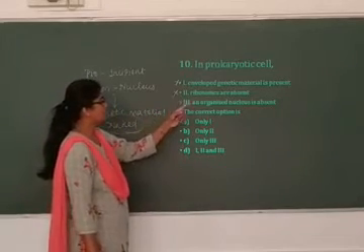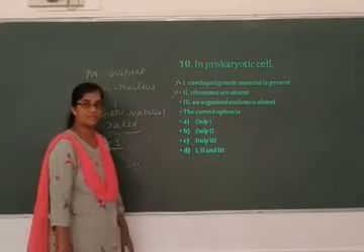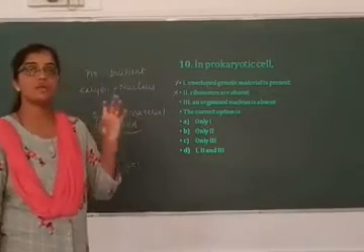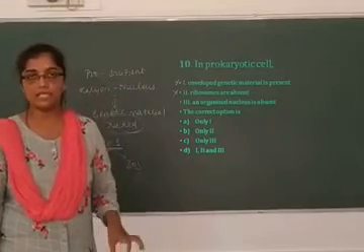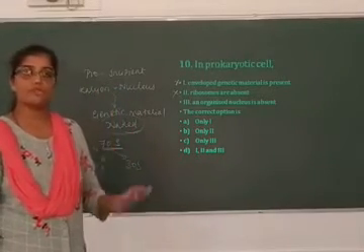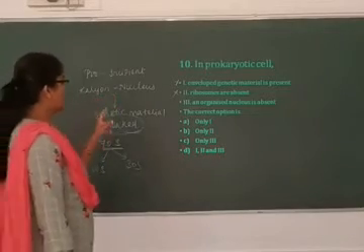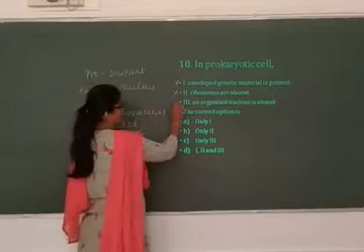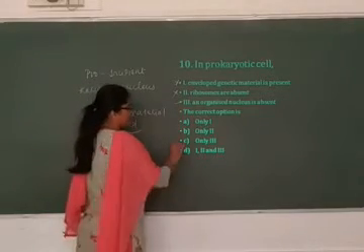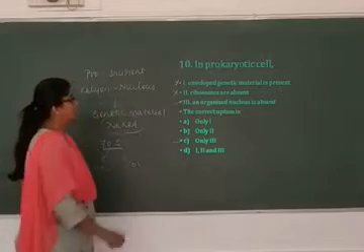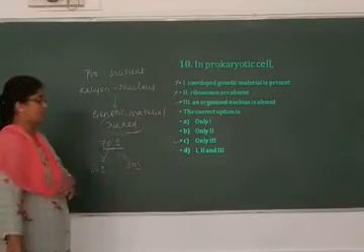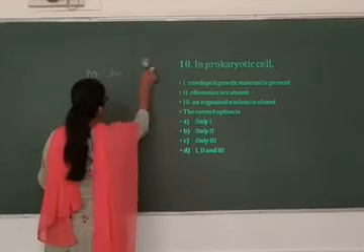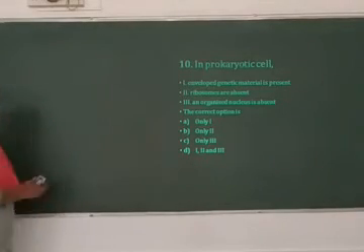An organized nucleus is absent. Yes, in case of prokaryotes, the nucleus is not organized. Nuclear membrane is absent and histone proteins are also absent there. So an organized nucleus is absent. So which is the correct statement? That is only the third statement. So option C, only 3, is the correct option. Move on to the next slide.